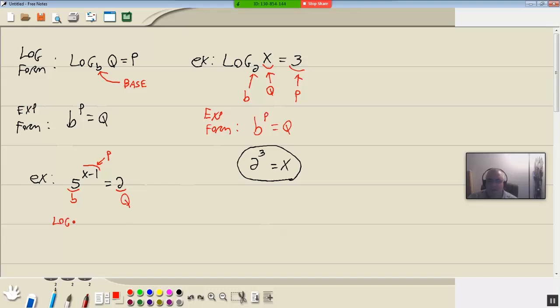So then our log form, we've got log base b of q is equal to p. So plug in everything we identified. b was 5, q is 2, and p is equal to x minus 1. And that would be our answer.